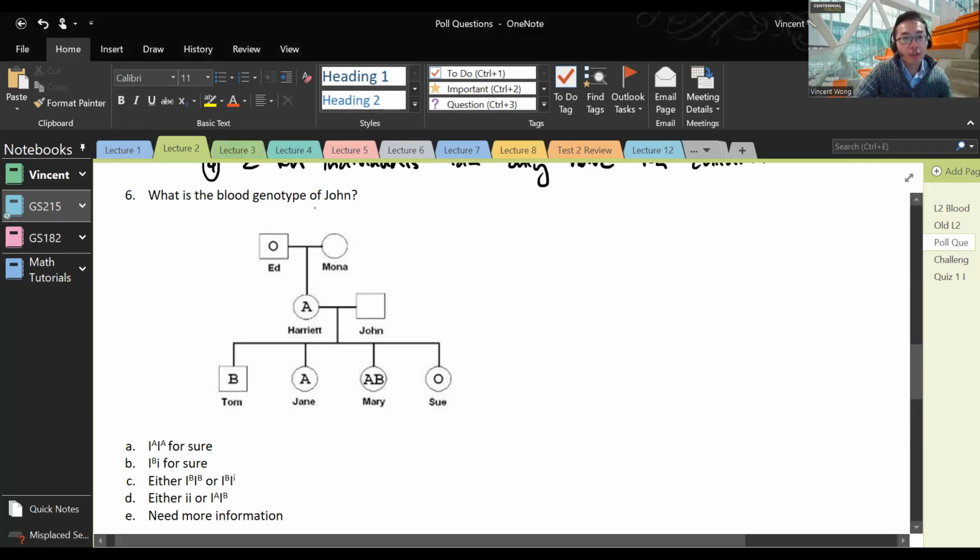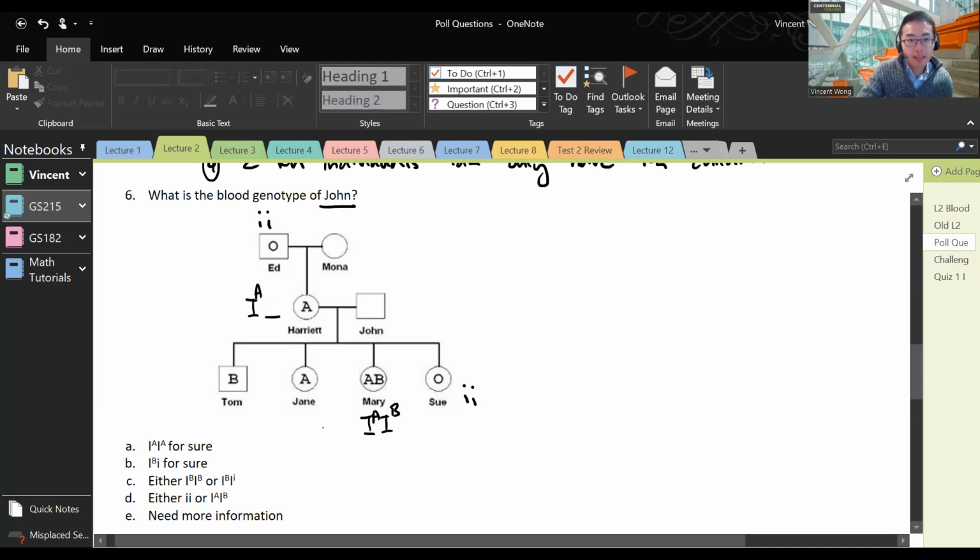We're trying to find a genotype for John. John, where's John? John is right here. All right, so let's do the obvious ones. Ed here is little i. Sue is little i. Mary is IAIB. Harriet is IA something. And then we got Jane and Tom. We'll worry about them later.